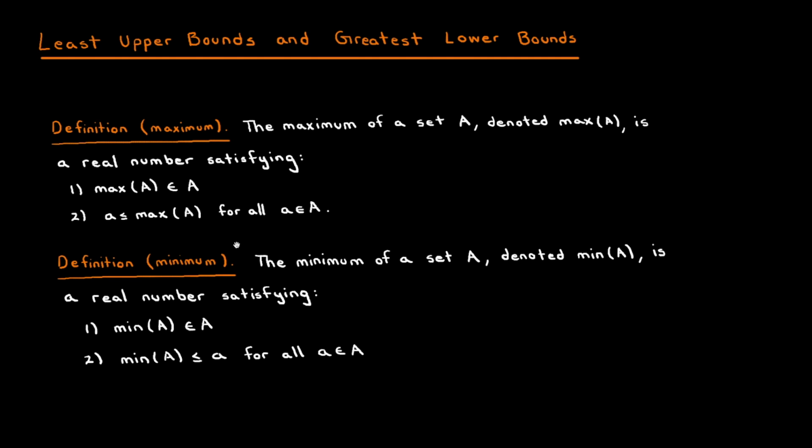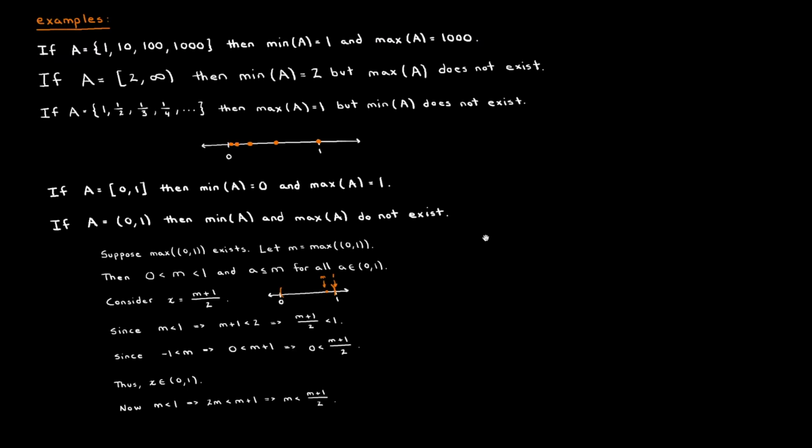And similarly, the minimum of a set A is denoted by min A, and it's a real number satisfying the following two properties. First of all, the minimum of A should actually be a member of the set A itself. And number two, the minimum should be smaller than or equal to everything inside of A. So the key point to take away here is that the minimum and maximum must be members of the set A in question.